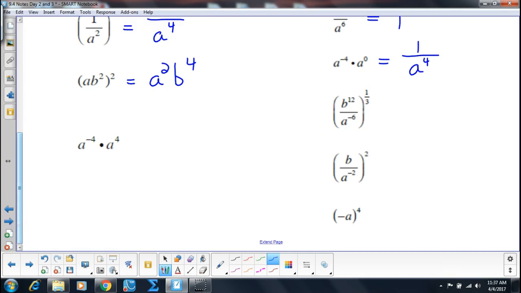A to the negative fourth times a to the fourth. That's 1. It's really a to the 0 power. Whoa, tap the brakes, child. Double zero, or double equal sign, that one.